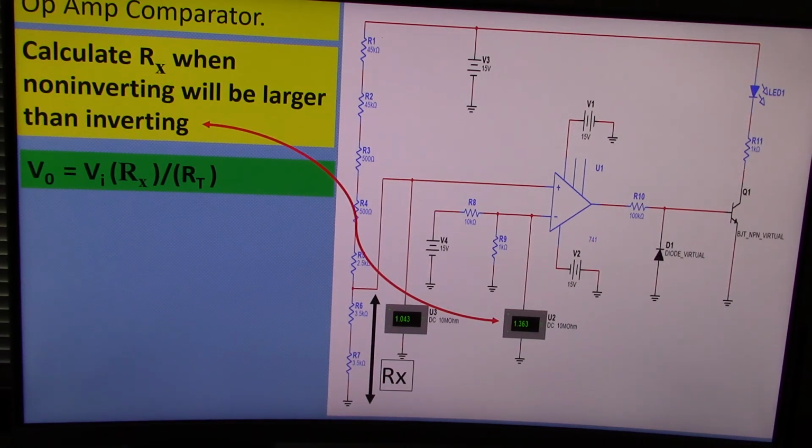And there's a formula for calculating that. For the output voltage, we are just going to use a voltage divider formula, which is this voltage right here we're talking about. The input voltage in this case is this voltage, 15 volts. R sub X is this resistance between these two. So if this is 3.5, that's 7 kilo ohms, and then the total resistance of this whole network. You should be familiar with this voltage divider formula.